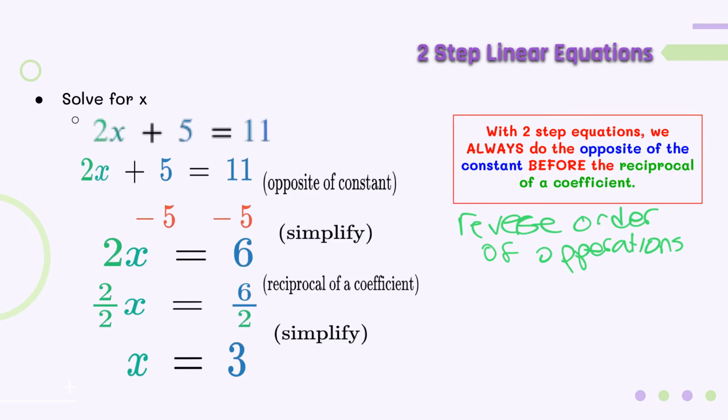So I'm going to take my opposite of the constant first. So I'm going to subtract 5 from both sides. So I'm left with 2x is equal to 6. Now I'm going to do the reciprocal of my coefficient. I'm going to divide each side by 2, because the reciprocal of 2 is 1/2. So dividing it by 2, I'm left with x is equal to 3. 6 divided by 2 is 3.